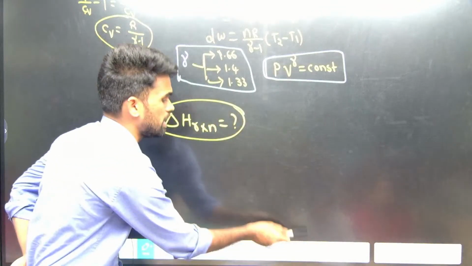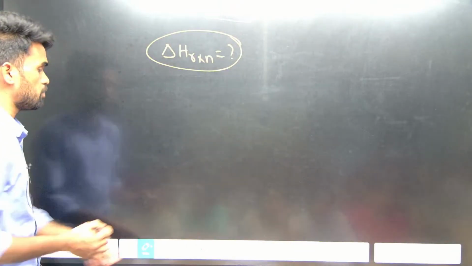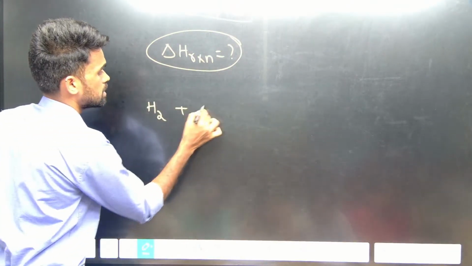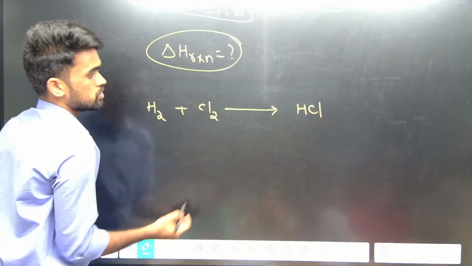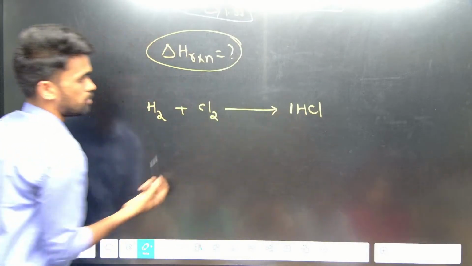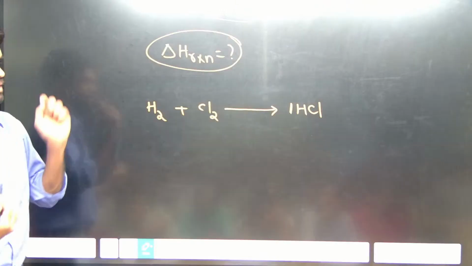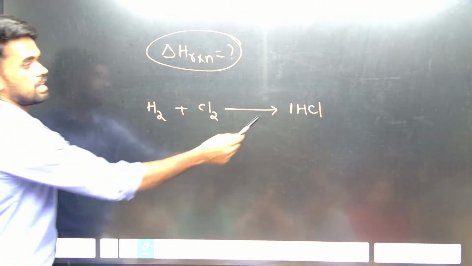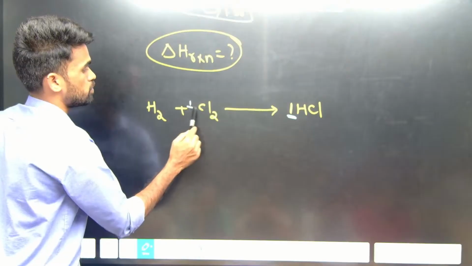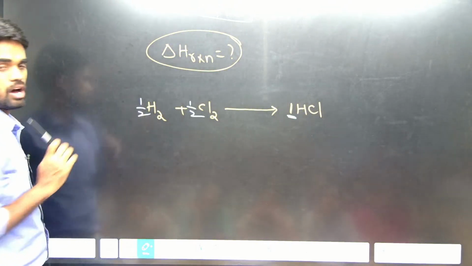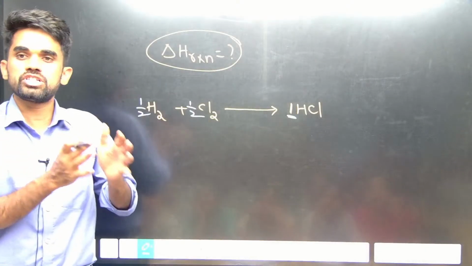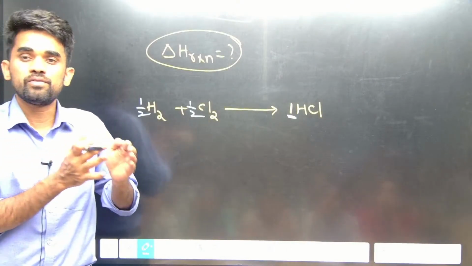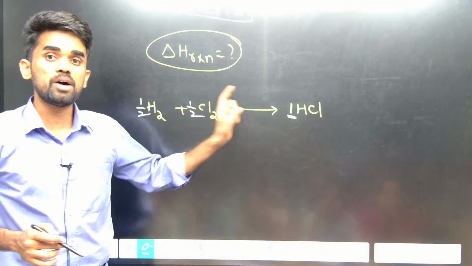What does enthalpy change mean? For example, H2 plus Cl2 combining to form HCl. I am saying here one HCl is formed, so try to balance this equation. See, here I want only one HCl. It means this should be half, and this should also be half. So now what I am saying is enthalpy of formation. Enthalpy of formation means what is forming here?